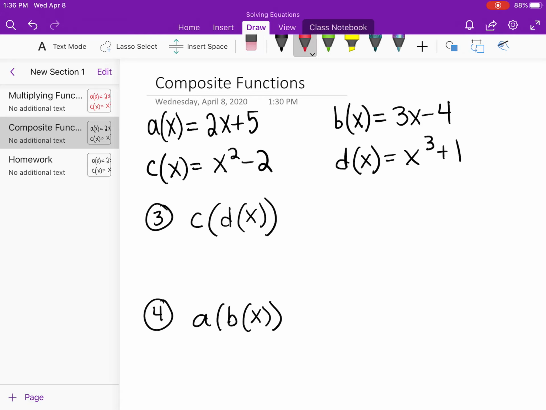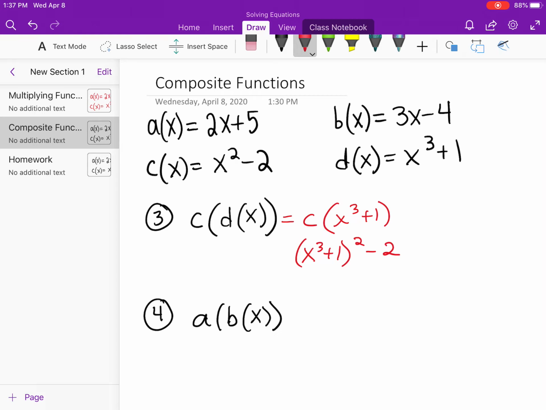So basically what you're doing here is we've got c, and inside of c we're going to put d of x, which is x to the third plus 1. So then I have to go back up to c of x, and I see that c of x is x squared minus 2. So that means wherever there's an x in c of x, I'm going to put the x to the third plus 1. So it'll look like this: x to the third plus 1 squared minus 2.